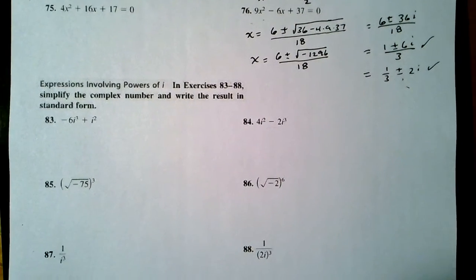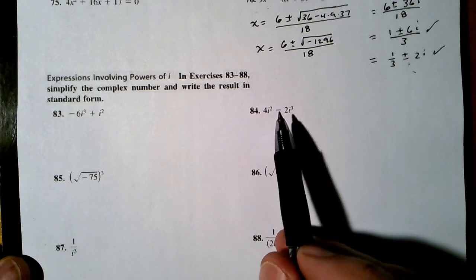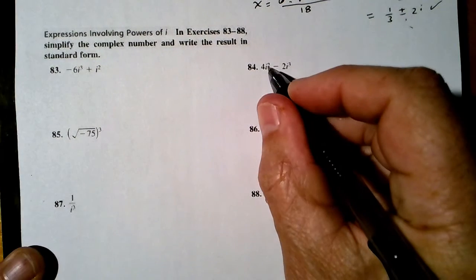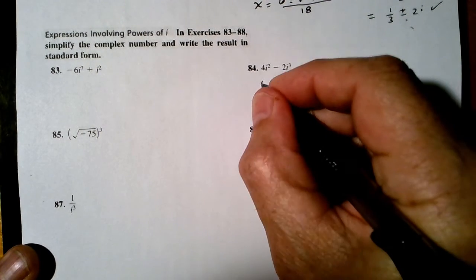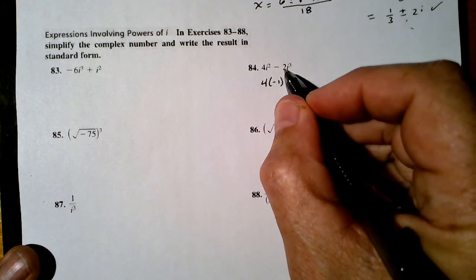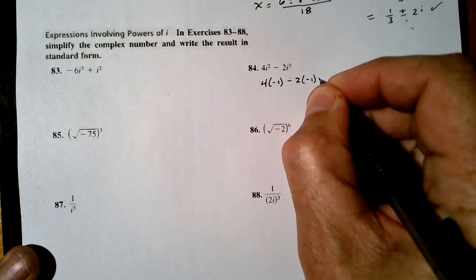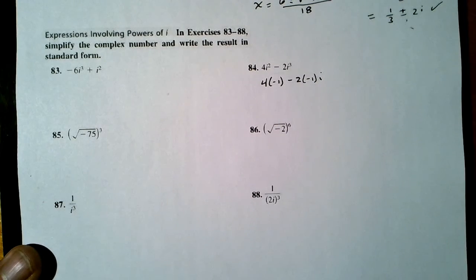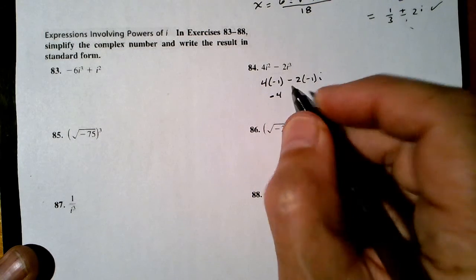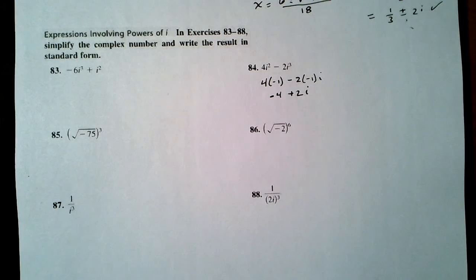Okay, and finally here, simplify the complex number. We will never leave squares or thirds or fourths in these because we know that i squared is -1. This is 4 times -1. And this is 2 times i squared, -1, times another i. So we get -4 minus 2 times -1 plus 2 with that leftover i.